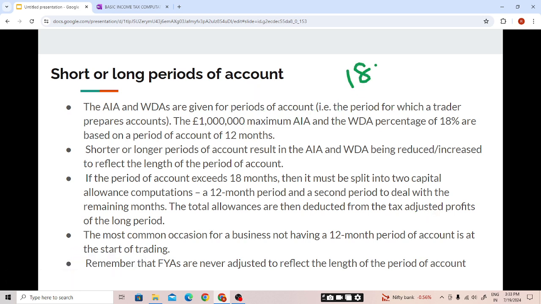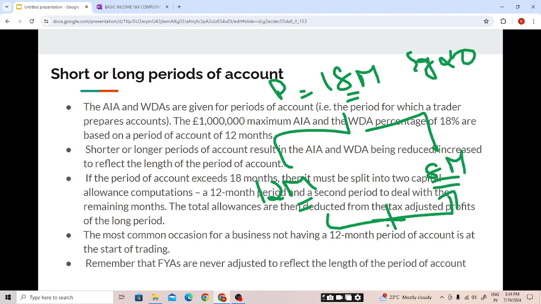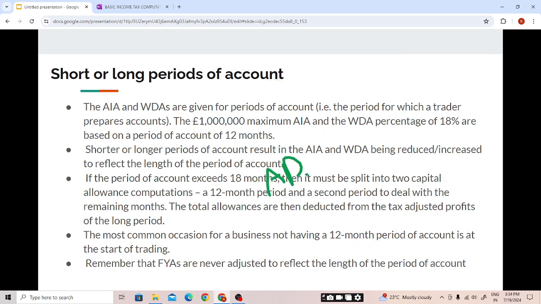If the accounting period is up to 18 months, then we'll increase the AIA and WDA. If the period of account is more than 18 months, the capital allowance needs to be split into two parts: the first 12 months and the remaining months. Let's take an example of 20 months. It is more than 18 months, so first 12 months and next 8 months. But when we claim our capital allowance, both the 12 months and 8 months allowances need to be added together and adjusted against the accounting profits so that we arrive at our tax adjusted profits.